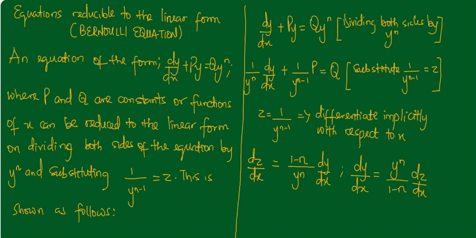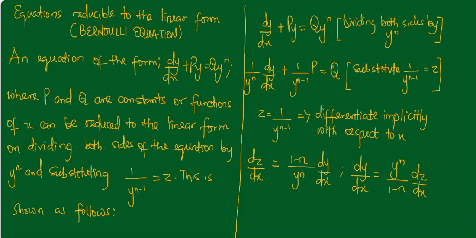Hello guys, today we are going to be discussing equations reducible to the linear form, or we call them Bernoulli equations. So any equation of the form dy/dx + Py = Qy^n, where P and Q are constants or functions of x, can be reduced to the linear form on dividing both sides of the equation by y^n and substituting 1/y^(n-1) = z.